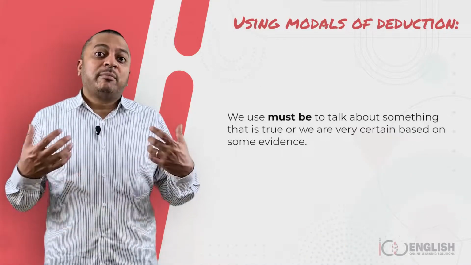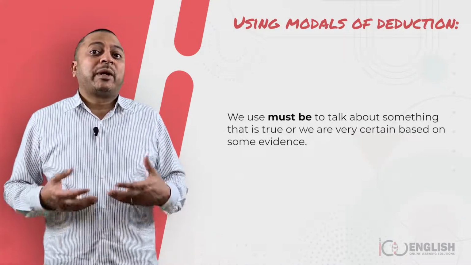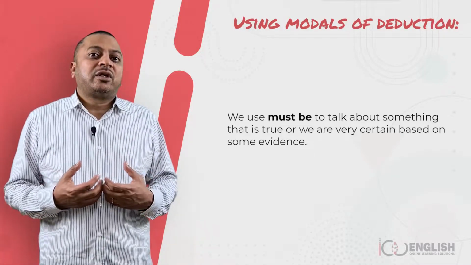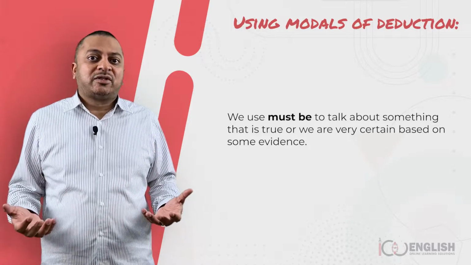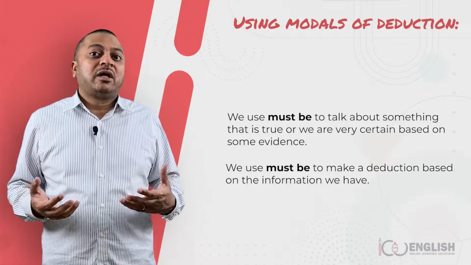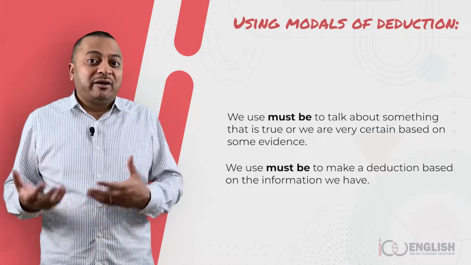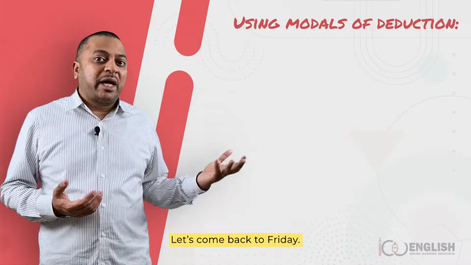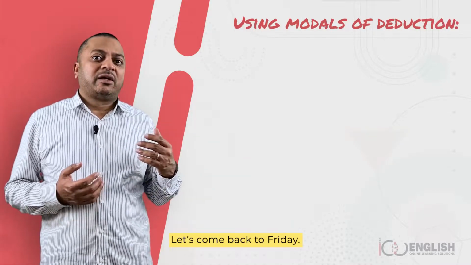We use must be to talk about something that is true or we are very certain based on some evidence. We use must be to make a deduction based on the information we have. Let's come back to Friday.